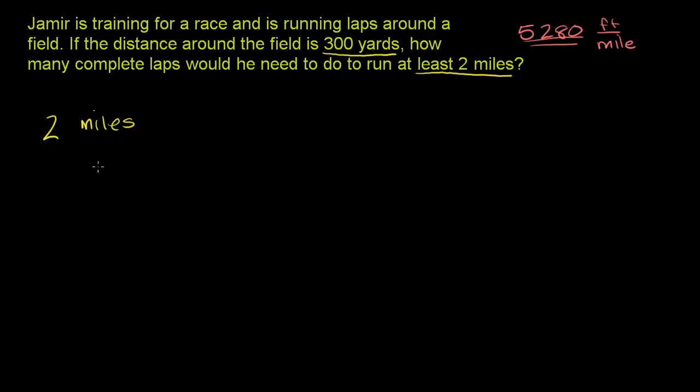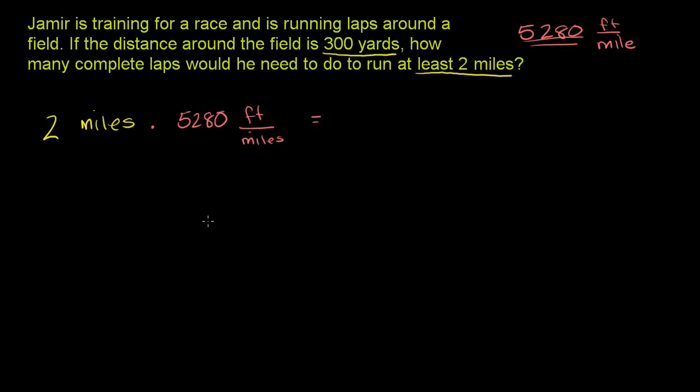So 2 miles, if we want it converted to feet, we want miles in the denominator and feet in the numerator. The reason I say that is so that this miles will cancel out with that miles, and we'll just have feet there. And I just wrote down there's 5,280 feet per mile, or you say 5,280 feet for every 1 mile. You could write it either way, but let's just write it like that. And then we can multiply.